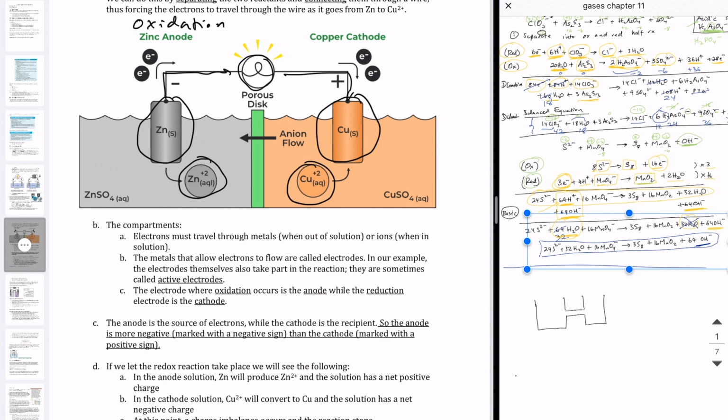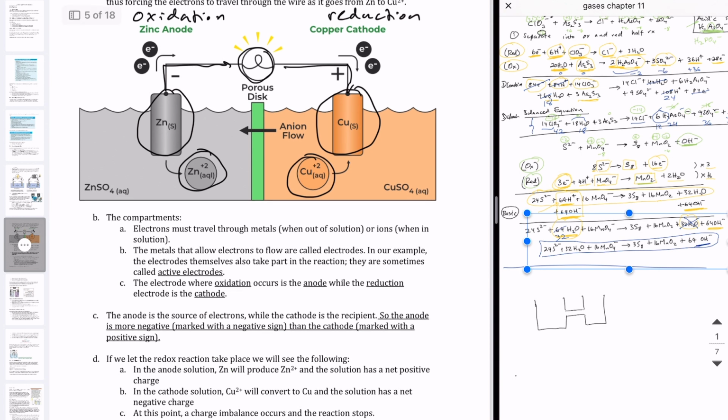And on the right side, you have your reduction compartment, which is where the electrons are coming in towards the copper ion. Now, we call those different names. So on the left side, we call it the anode, and on the right side, we call it the cathode.